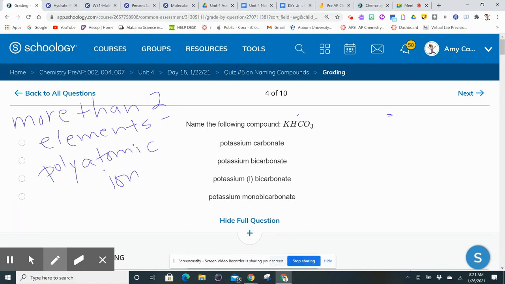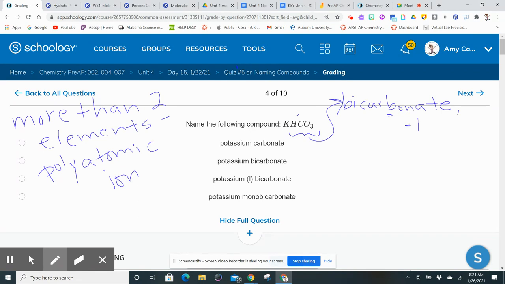Okay? More than 2 elements means you have a polyatomic ion. So I have K, H, C, and O. That's 4 elements. 2 or 3 of those will be a polyatomic ion, so you've got to have them memorized. Okay? HCO3 is the polyatomic ion bicarbonate. And again, you just have to memorize it. And it has a -1 charge.